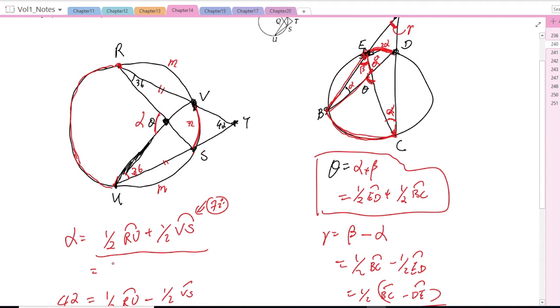Now we can solve the alpha, right? It's half of the 156 plus the 72, which is equal to the 36 plus the 78. Then this one is 114. Okay, so it's 104 degrees.